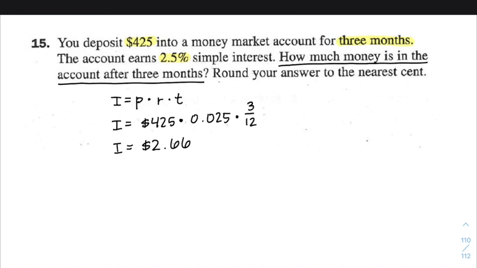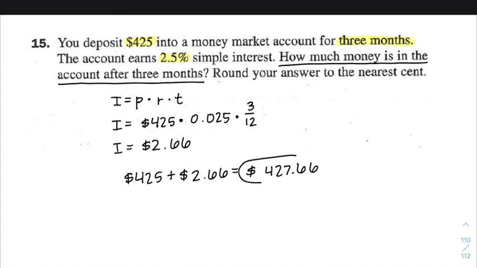To find the balance, or how much money is in the account after 3 months, we need to take our principal amount of $425, and we need to add the interest of $2.66. This is going to give us a total of $427.66. And that is the answer for number 15.